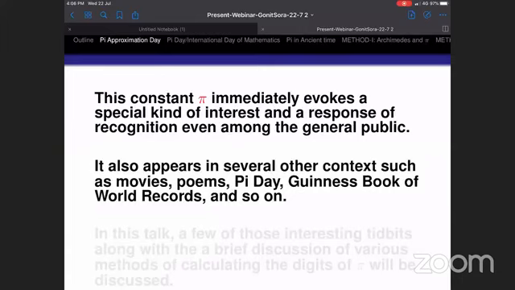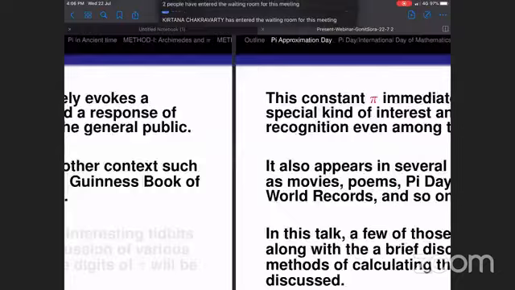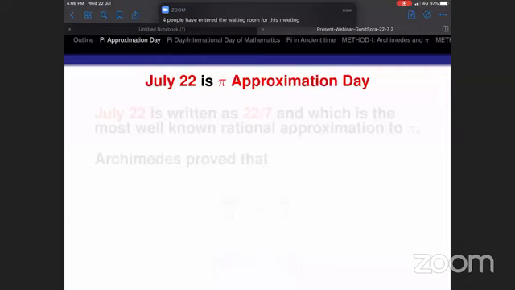This constant also appears in several other contexts, such as movies, poems, Pi Day, Guinness Book of World Records, and so on. We'll be talking about those little things here. Now, today is July 22nd, and we call it Pi Approximation Day.